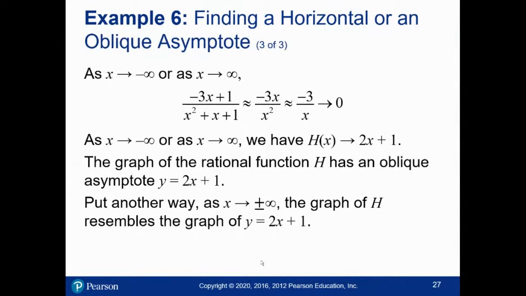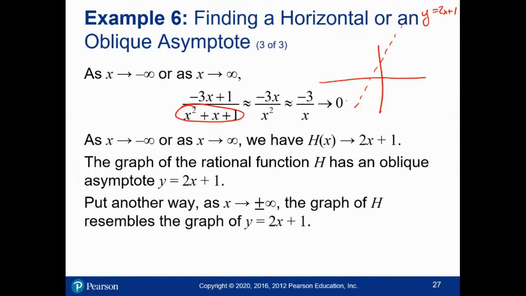So they didn't graph it, which is too bad. If you graph this, here's the line 2x plus 1. This denominator does not have any real roots. If you apply the quadratic formula to this denominator, you'll see that there are no real roots. So there actually are not any vertical asymptotes.